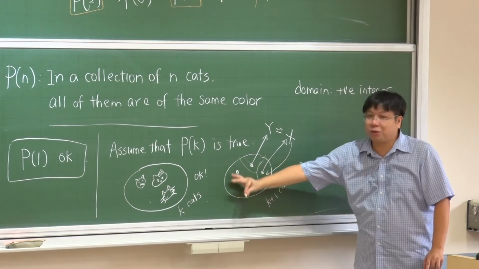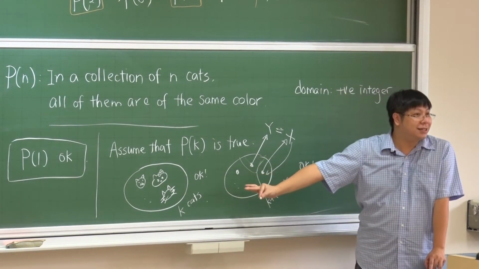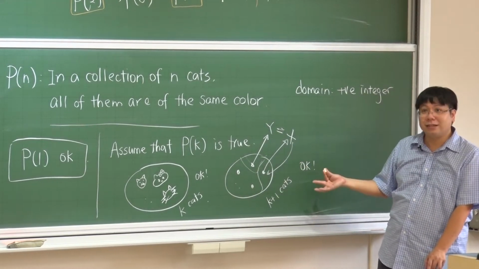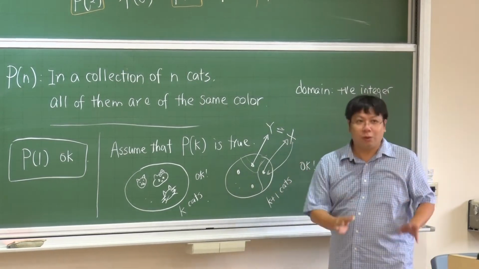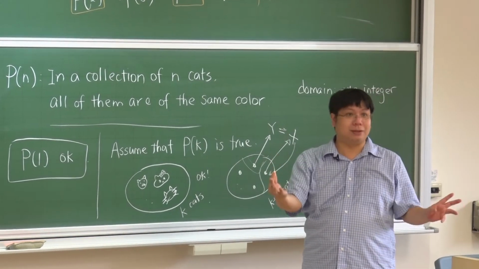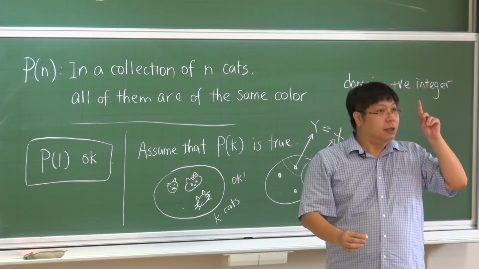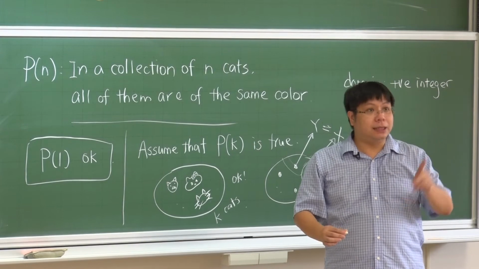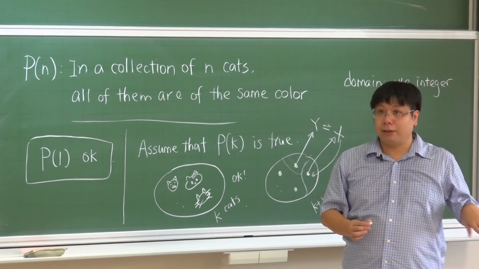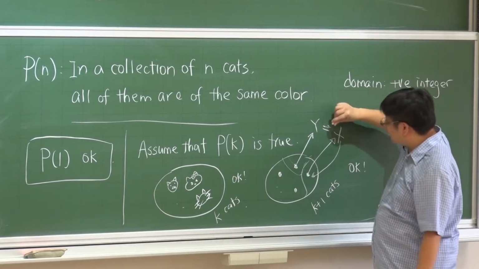The reason is that there is no common cat here. So in that sense, what goes wrong? Is PK implies PK plus 1 wrong, or what? P2 is wrong. OK, so PK implies PK plus 1 is correct for all the cases that K is greater than or equal to 2. But when K is equal to 1, then our argument has something wrong.